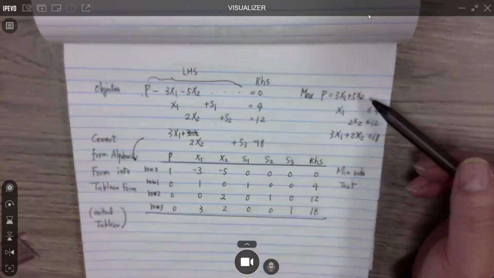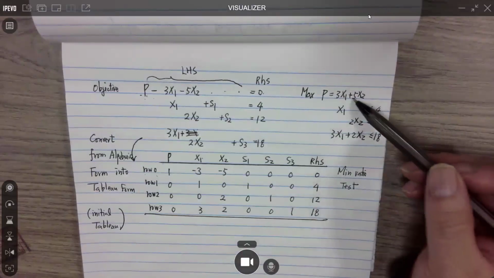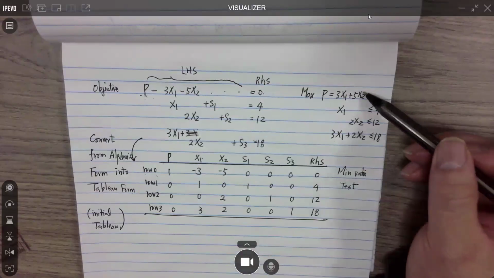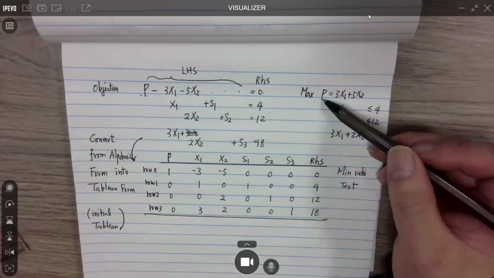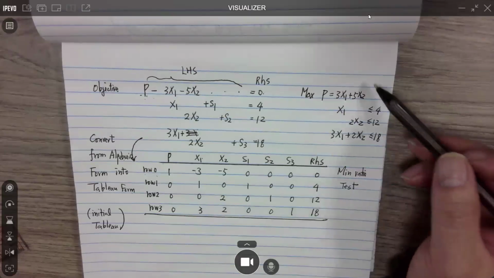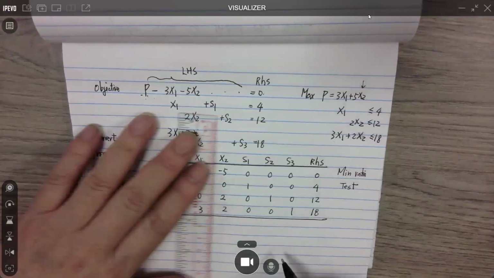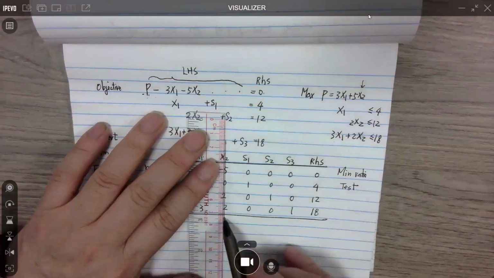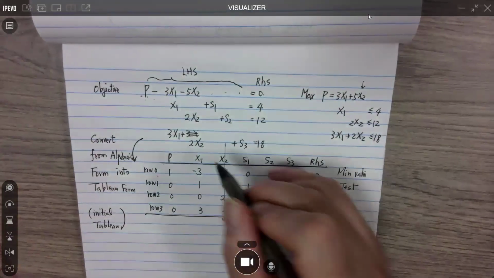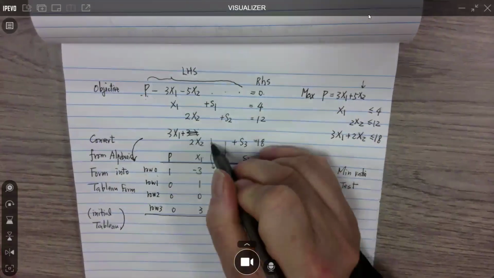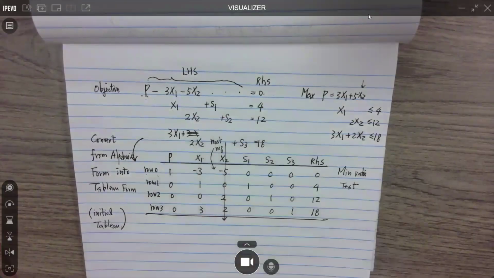Look at here. I begin with maximizing P = 3x1 + 5x2. If I increase 1 unit of x2, I can increase the profit in the fastest way. So in the table, I'm looking at this column. Why do I look at this column? Because this is the most negative.